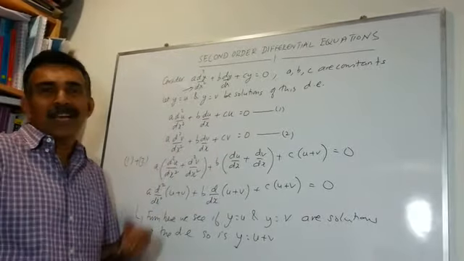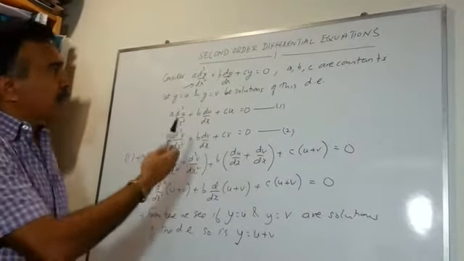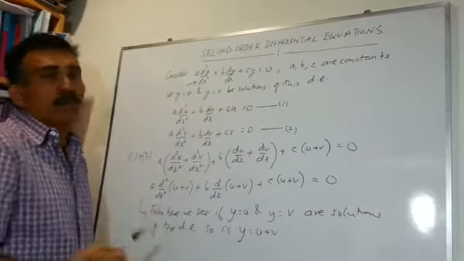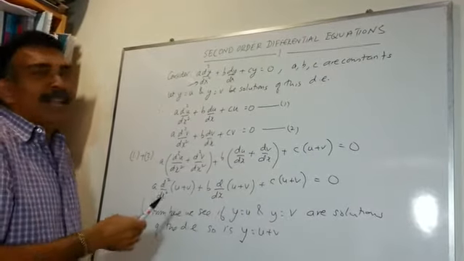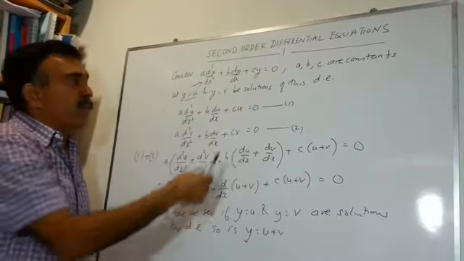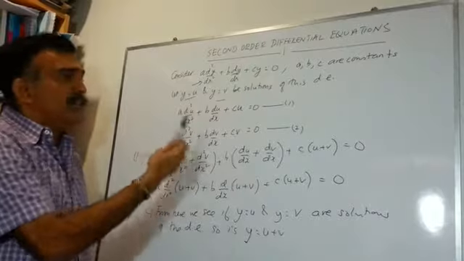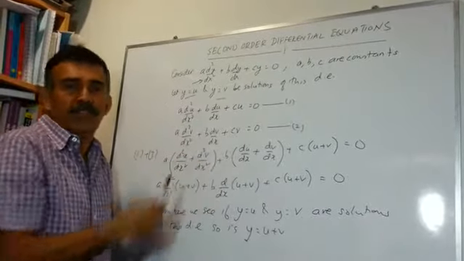A, B and C are constants. Okay, so I've got a d2y dx squared plus b dy dx plus cy equals 0. So let y equals u and y equals v be solutions of this differential equation. Why do we say this? It will become apparent in a few minutes.